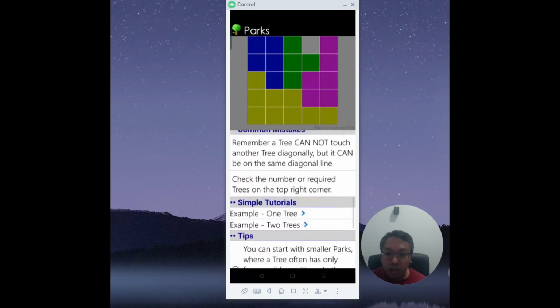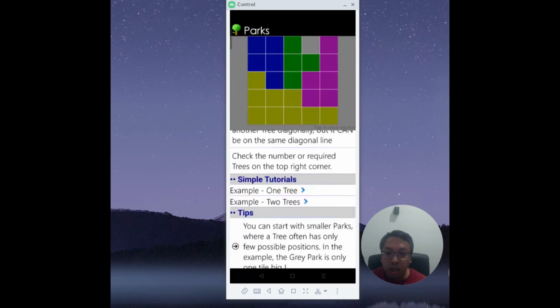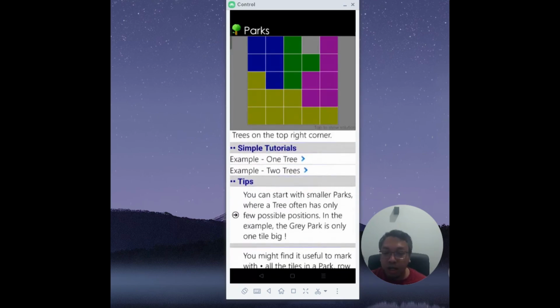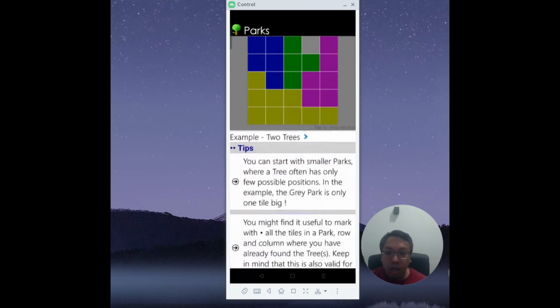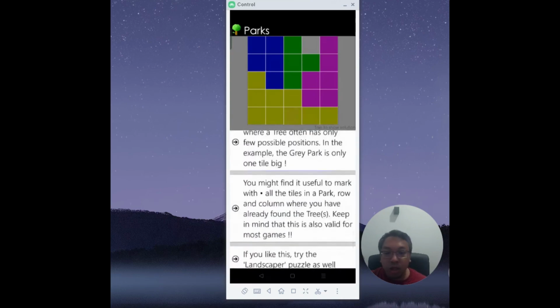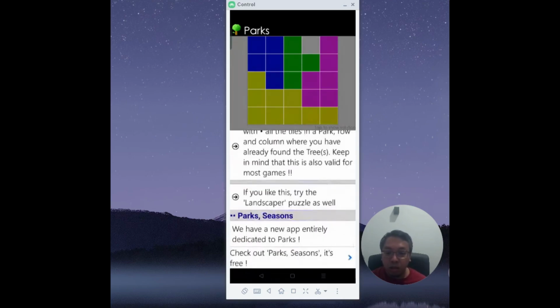And then these are the tips. Start with the smaller parks because there are fewer choices. We can use the dot as a marker to tell that it is impossible to have trees on those tiles. It is not mandatory to use the dots, but it might help us, especially at the beginning when we start playing the game. Okay, so let's start trying the game.